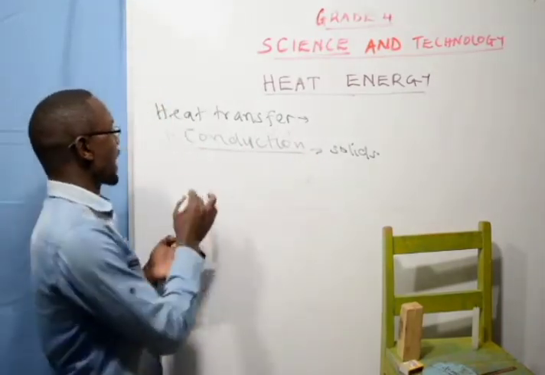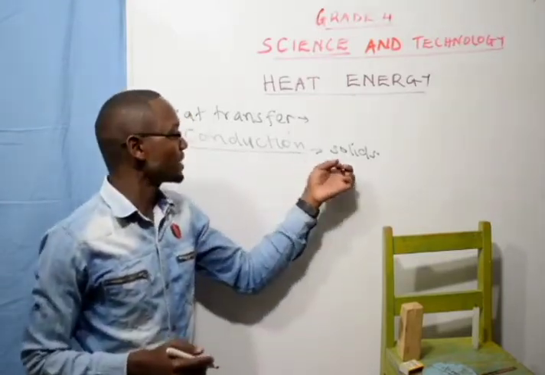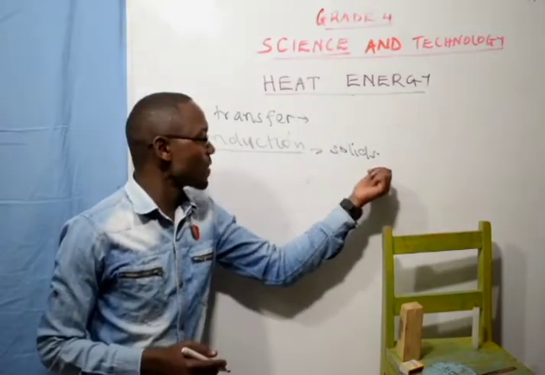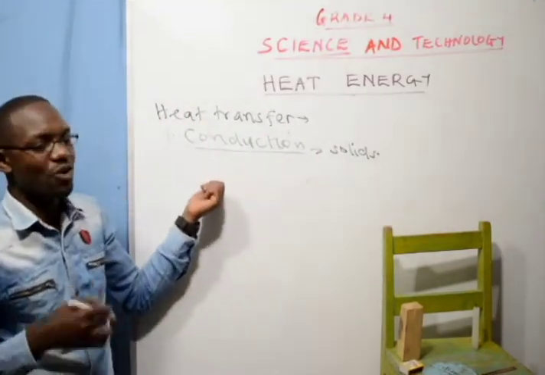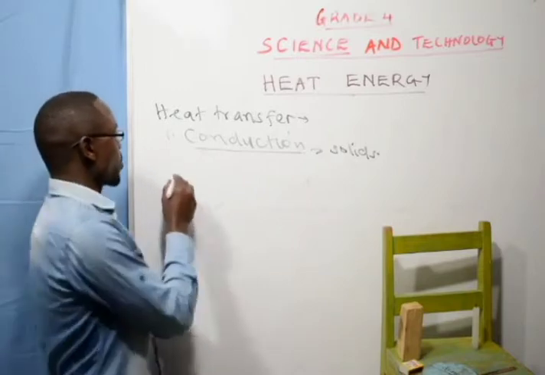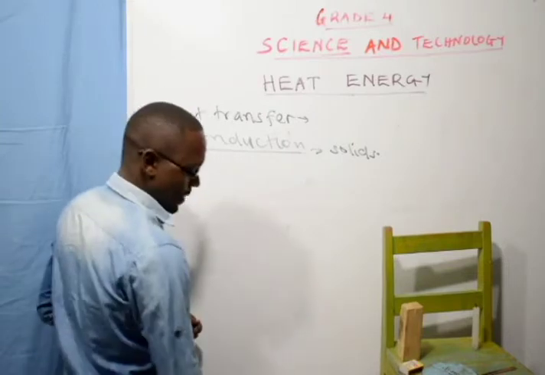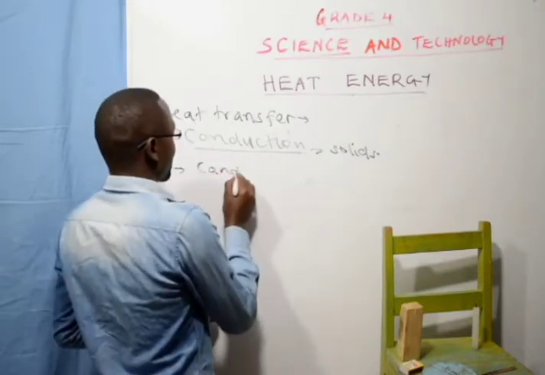Conduction happens when a solid like a metal is placed on a hot point. Heat will move from that hot point towards the cold parts of the solid. And that is what we are going to investigate today. We are going to have a candle. I want us to do it practically using a candle.